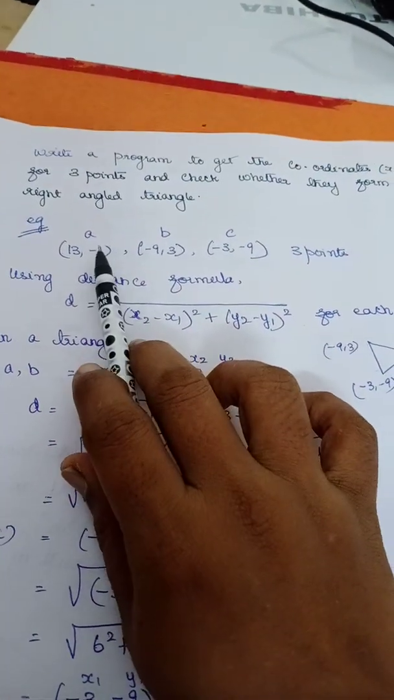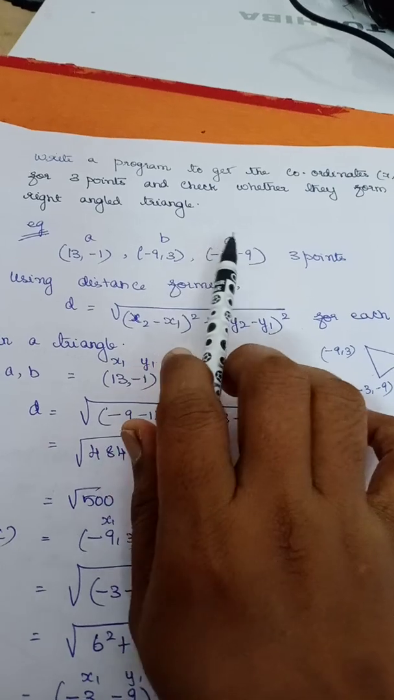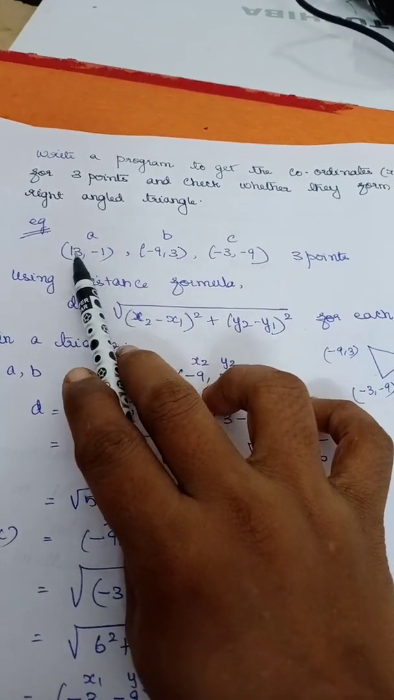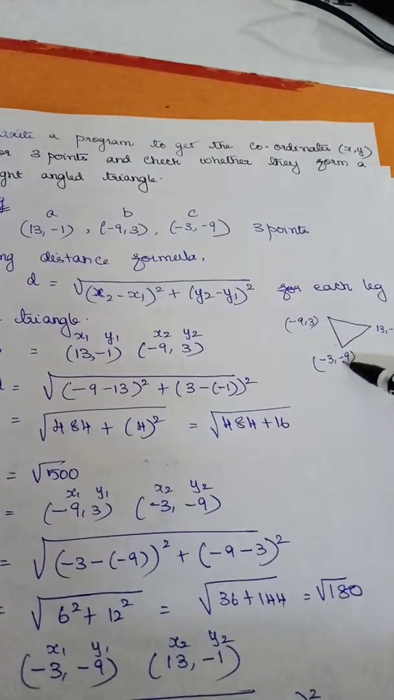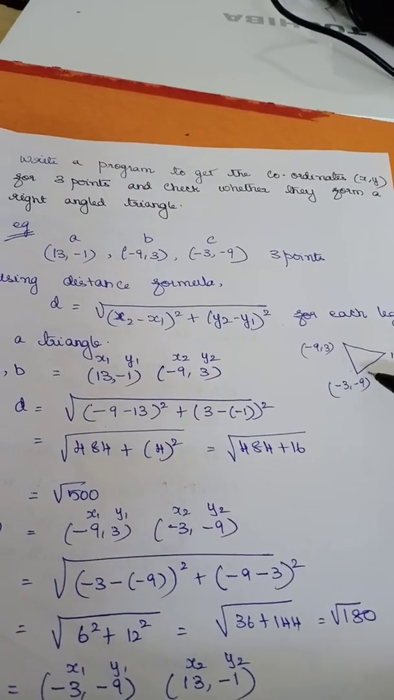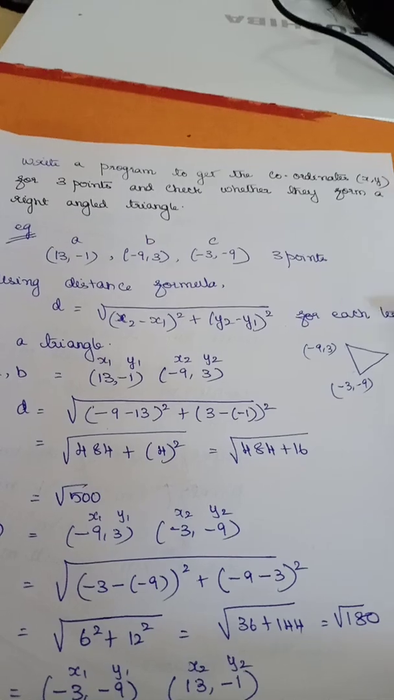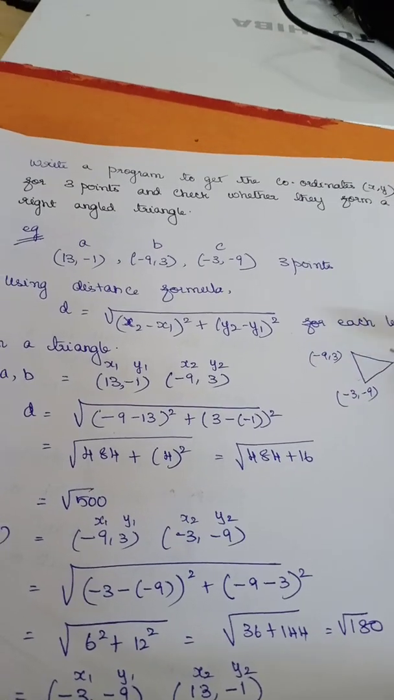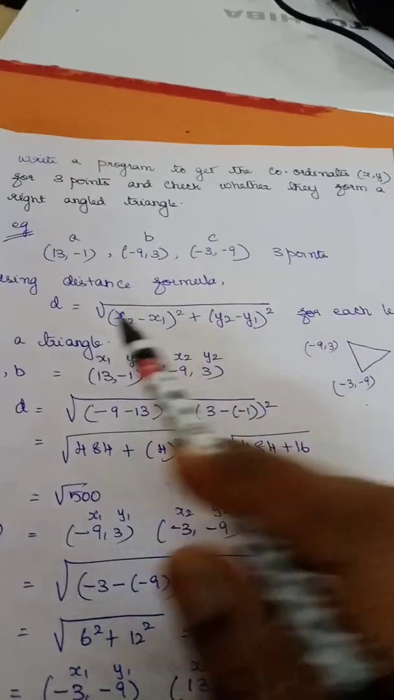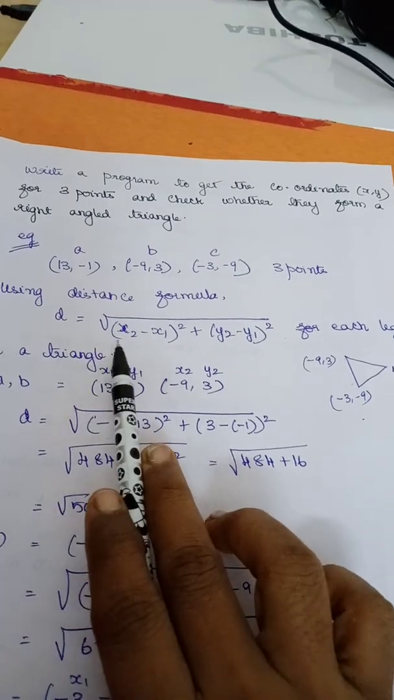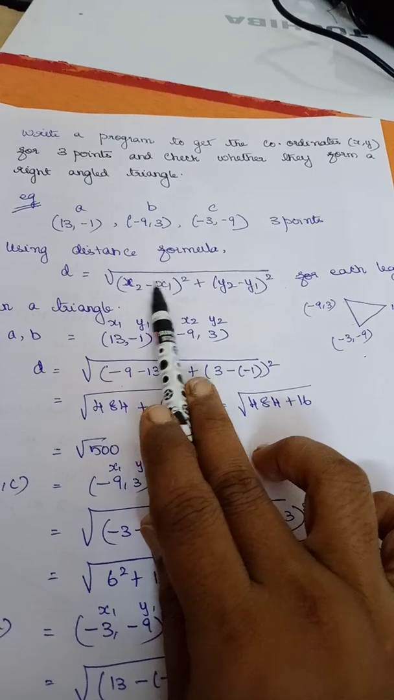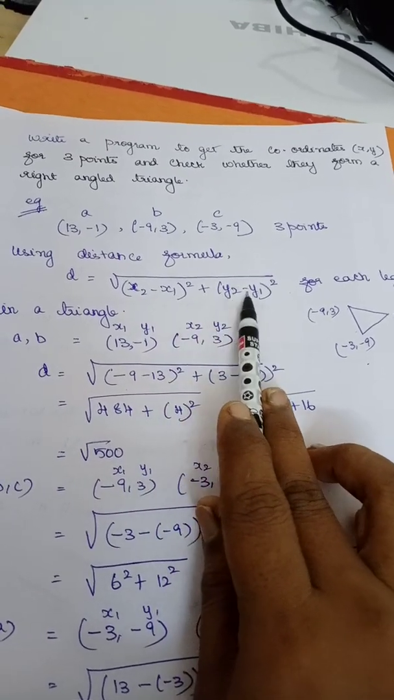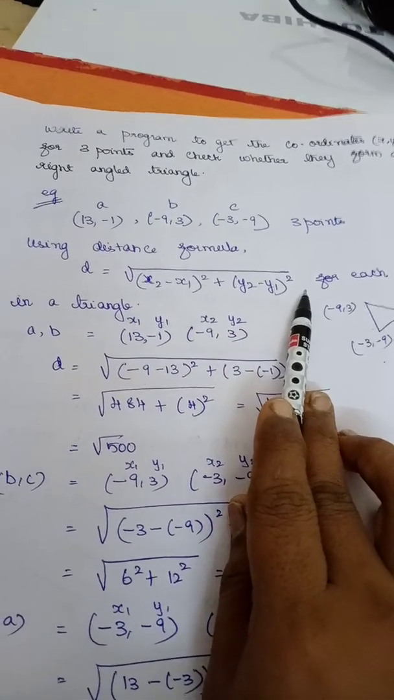So here I have the 3 points. For each of the 3 points I have taken the coordinates x, y, x, y, x, y. Now map it and try to draw a triangle. Now I need to check whether this forms a right angle triangle. The condition is, using a distance formula you need to calculate the distance. How are we going to calculate? x2 minus x1 the whole square plus y2 minus y1 the whole square, right?